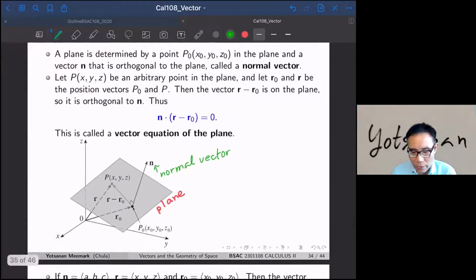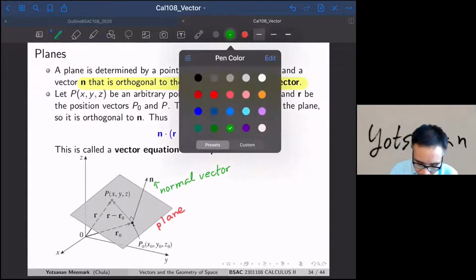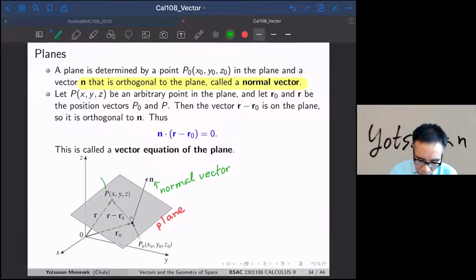So the normal vector will be the vector that is perpendicular or orthogonal to the plane. Okay, so that's what I wrote here. So you have first to determine the normal vector. The second thing that you're gonna need is one point on the plane. So you have one normal vector and one point on the plane.